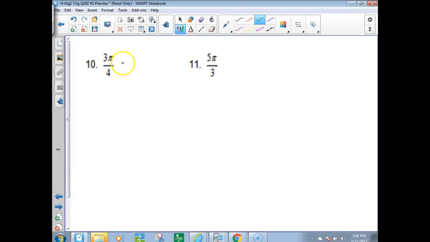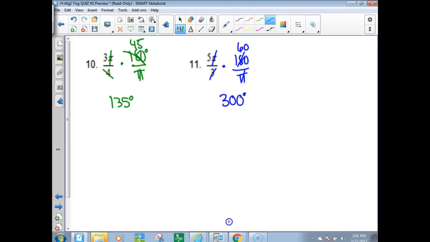All right, 3 pi over 4, we're going to convert to degrees by multiplying by 180 over pi. The pi's cancel out. 4 goes into 180, actually 45 times. 3 times 45 would be 135 degrees. Multiply this by 180 over pi. Pi's cancel out. 3 goes into 180 60 times, 5 times 60, 300 degrees.